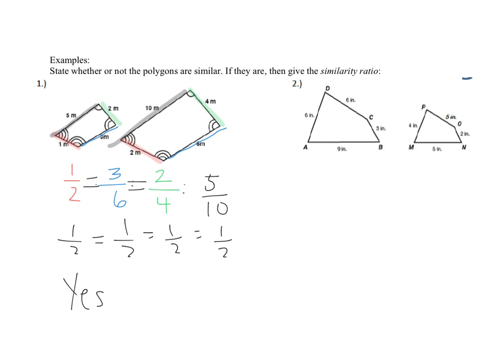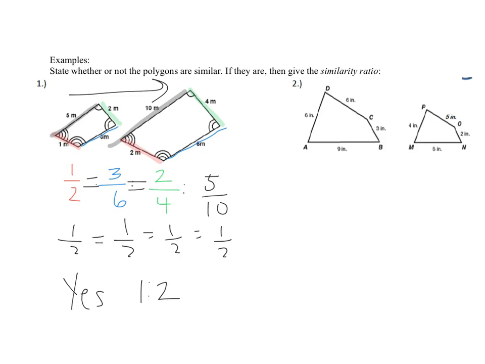And when they ask for the similarity ratio, we typically write it to match the shape. Since we go from left to right, we're going to do our ratio the same way. And so we're going to say that this ratio is 1 to 2. So we typically use the colons to show that ratio.